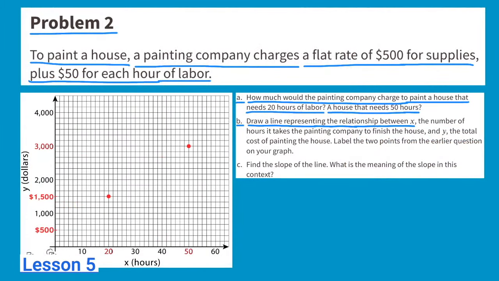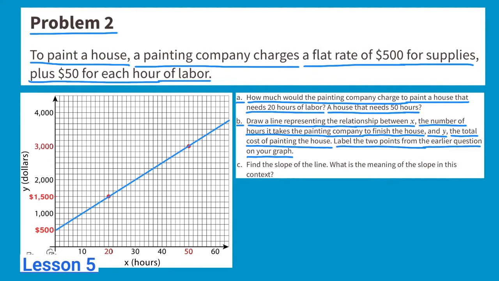B. Draw a line that represents the relationship between x, the number of hours it takes the painting company to finish the house, and y, the total cost of painting the house. Label the 2 points from the earlier question on your graph. We'll draw a line straight through these 2 points. Notice that the line meets the vertical axis at $500. That $500 is the flat rate for supplies. The first point's coordinates are 20 and 1,500, and the second point's coordinates are 50 and 3,000.